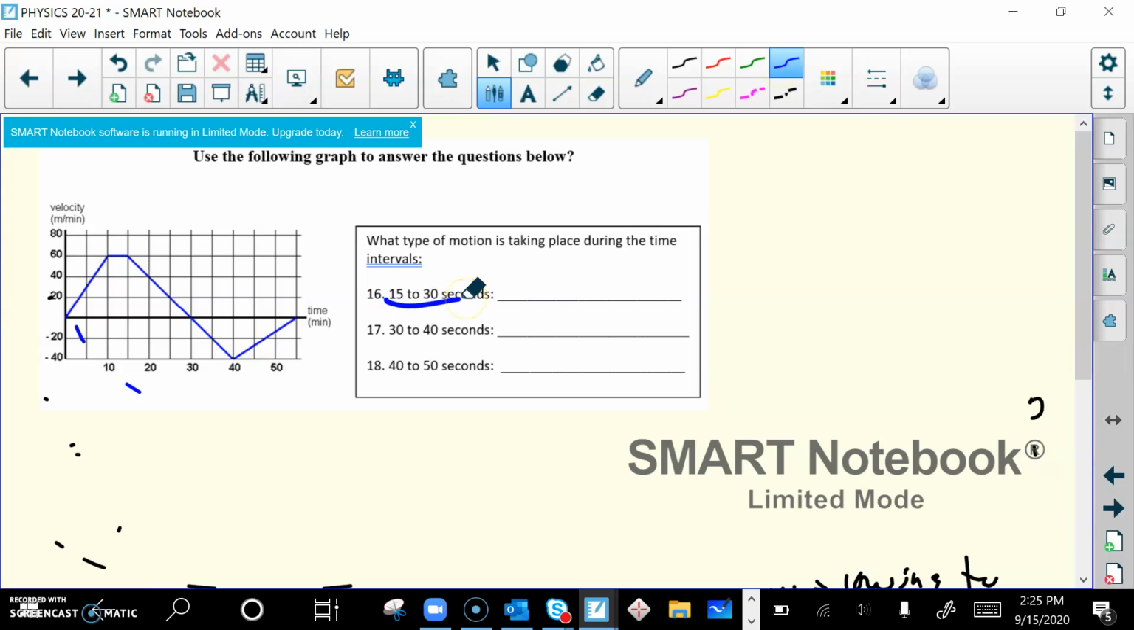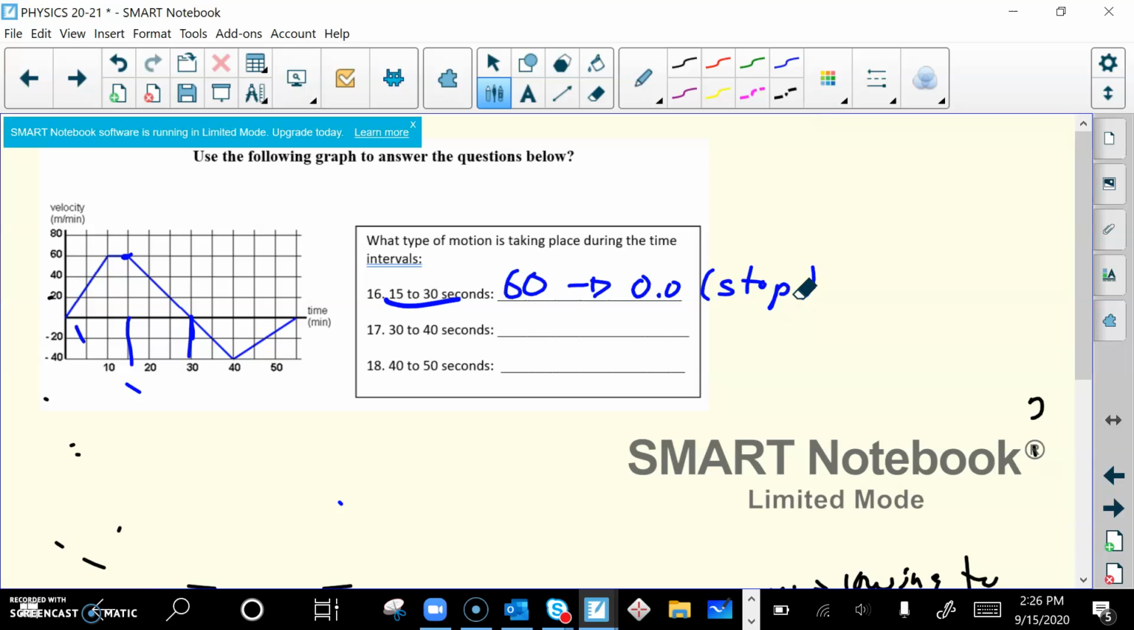So question number 16 is asking what type of motion is taking place during the time interval 15 to 30 seconds. At 15, you're at 60 miles per hour. At 30 seconds, you're at 0 miles per hour. That is, you're stopped. You're not moving. 0 miles per hour, you're at rest. So the change is you're going from 60 down to 0, which is another word for stop.